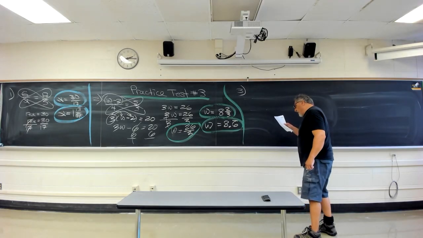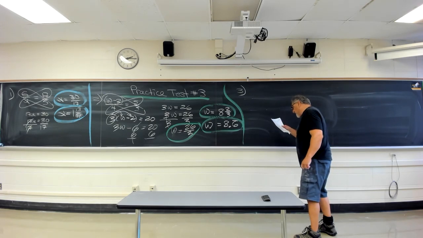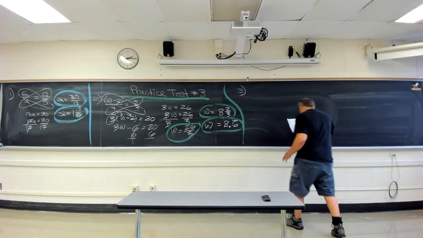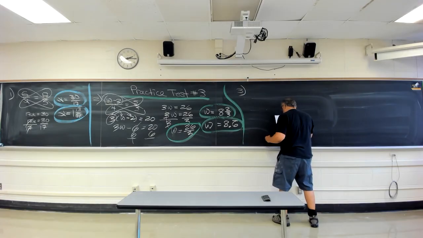Number 3, there is a sales tax of $12 on an item that costs $128 before tax. The sales tax on a second item is $6.75. How much does the second item cost before tax? Kind of a neat one. You got to be careful, but let's do it right.